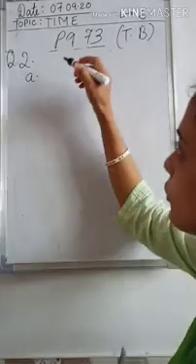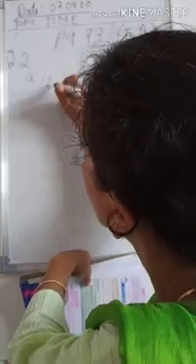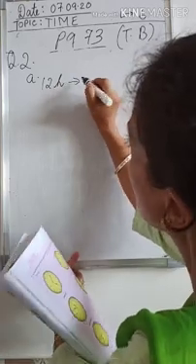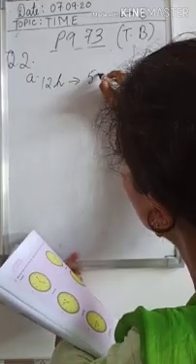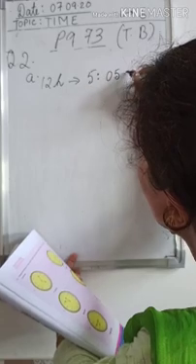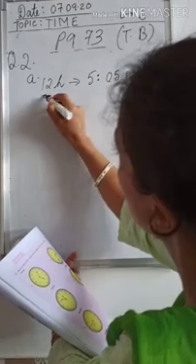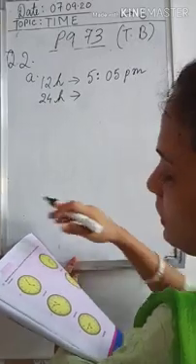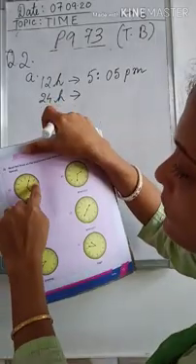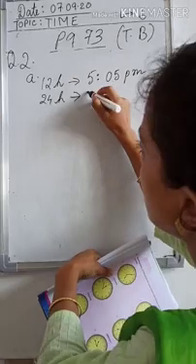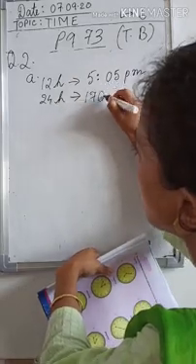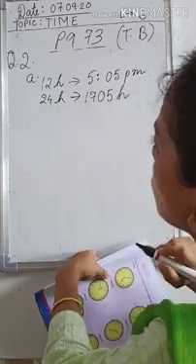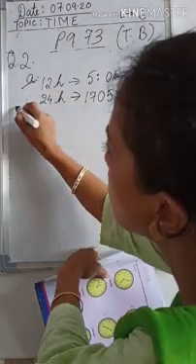So in 12-hour format, the time will be 5:05 PM. And in 24-hour, the time will be, after 12, 13, 14, 15, 16, 17. So 17, then no colon this time. Only 05. You need a 4-digit number to write a 24-hour clock time. So this is the answer of number A.